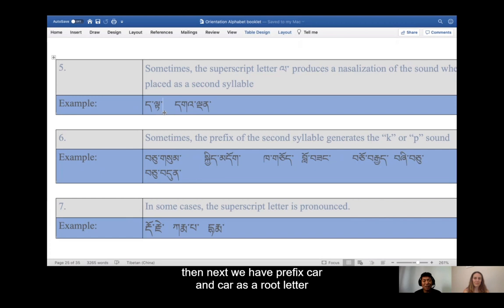Next we have prefix ta and ka as root letter, and then a as suffix. They also read as gaten, but more common is ganden, with nasalized. Nasalized is more common in spoken language. Okay, ganden. Again. All right, number 6.